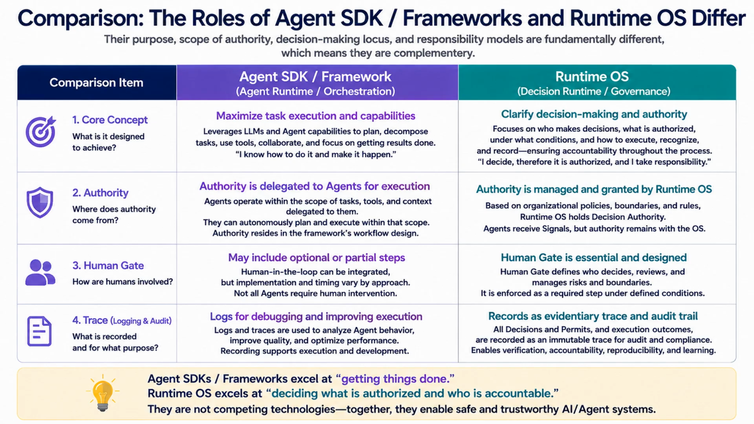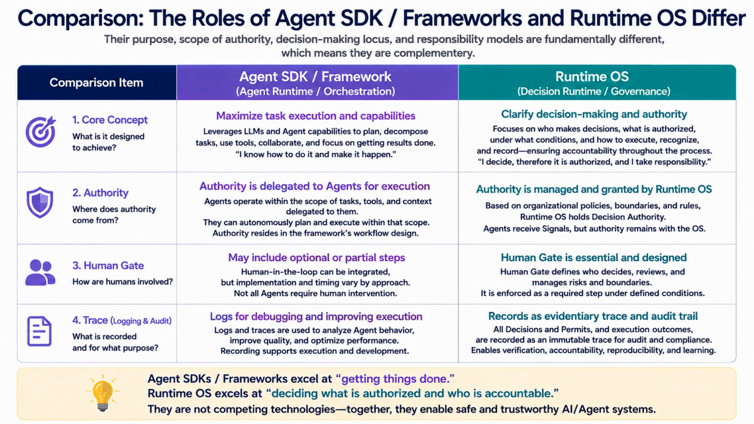The second perspective is authority. In an agent framework, each agent operates autonomously within the context and tools it has been given. Runtime OS explicitly manages decision authority based on organizational policies and boundaries. In other words, the ability of an agent to generate a signal is separate from the authority to finalize that signal as an organizational decision.